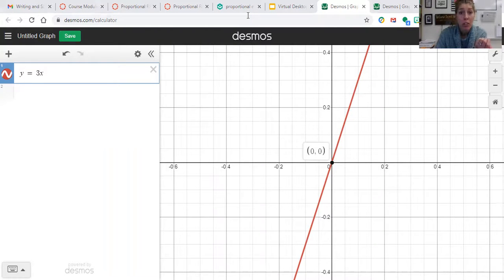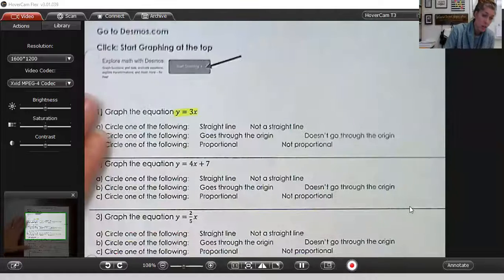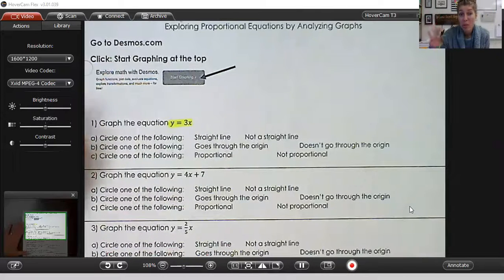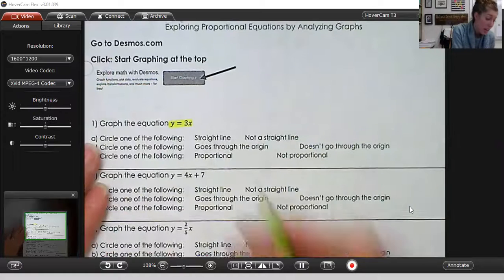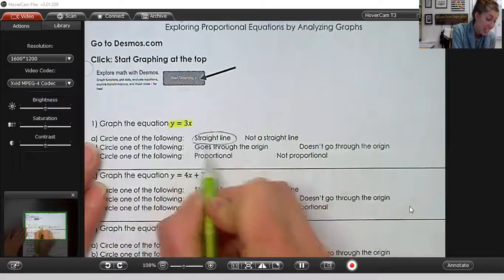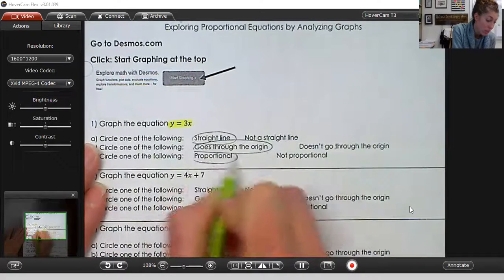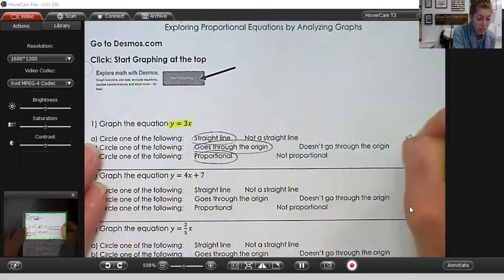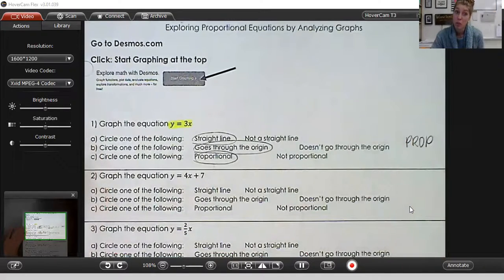Coming back to our worksheet, what you would do is circle, or if you don't want to, you can just jot these down, that's okay. It is a straight line. It did go through the origin. Therefore, this is a proportional line. I'm just going to write that out to the side, proportional.